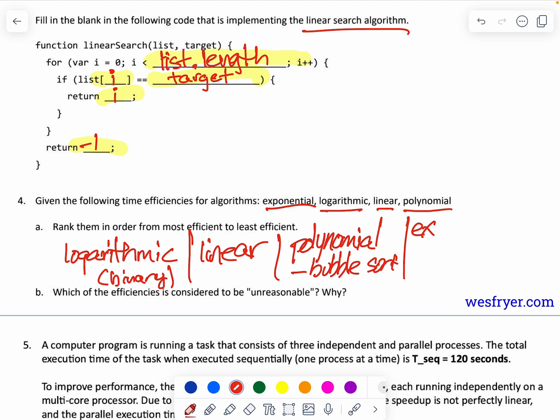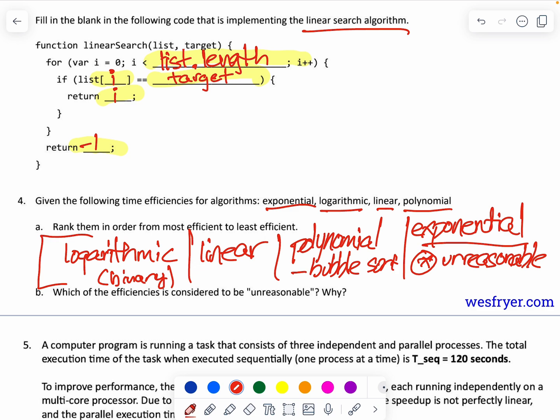The least efficient, the worst search is the exponential search. And the reason for this, and I guess an example of this is recursive Fibonacci search. It becomes unreasonable. It becomes so big to calculate because it grows so fast, okay? So logarithmic is getting smaller, it's faster, it's the most efficient. Exponential is the worst. Those are the order that you're going to want to put them in: logarithmic, linear, polynomial, exponential. And the reason that exponential, it says which of the efficiencies is unreasonable, it's exponential. And the reason is because it becomes impossible to calculate, okay?